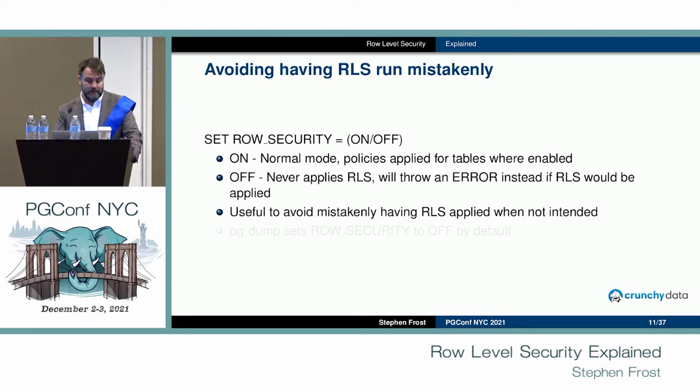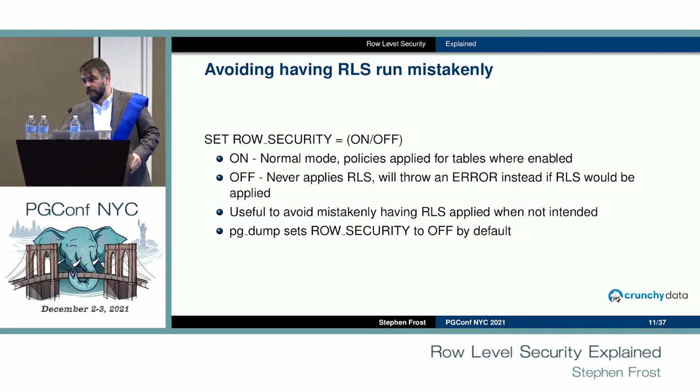This is useful to avoid mistakenly having RLS apply when it's not intended, and in particular was implemented in part for pg_dump specifically. So pg_dump we view as an export tool where you probably want to export the entire table and not just some portion of it. So the idea here is that pg_dump will set row security to off by default, so that when you pg_dump something out, you get the full contents of whatever you've asked pg_dump to export. There is an option to pg_dump, however, to tell it to enable row security if you want to dump out just those rows that are in fact visible to you.